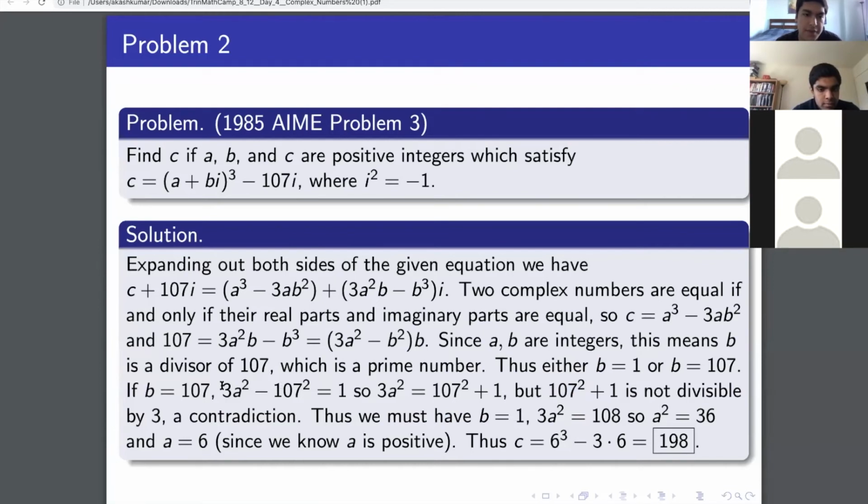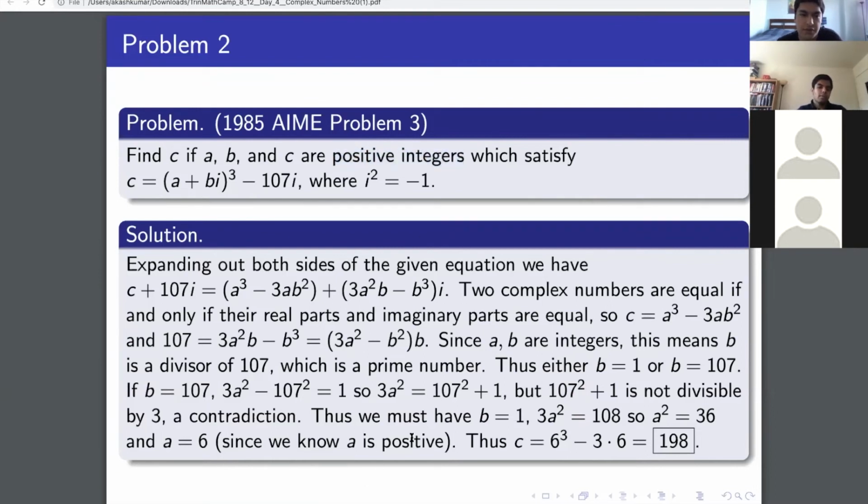So now that we know b cannot be 107, the only other case we have left is that b has to be 1. So if you plug in b equals 1, then you have 3a squared is 108. So a squared is 36. And then that means a equals 6. And you might be wondering, why can't a be negative 6? Well, if we just go back to the problem statement, we see that they're positive integers, so it has to be 6.